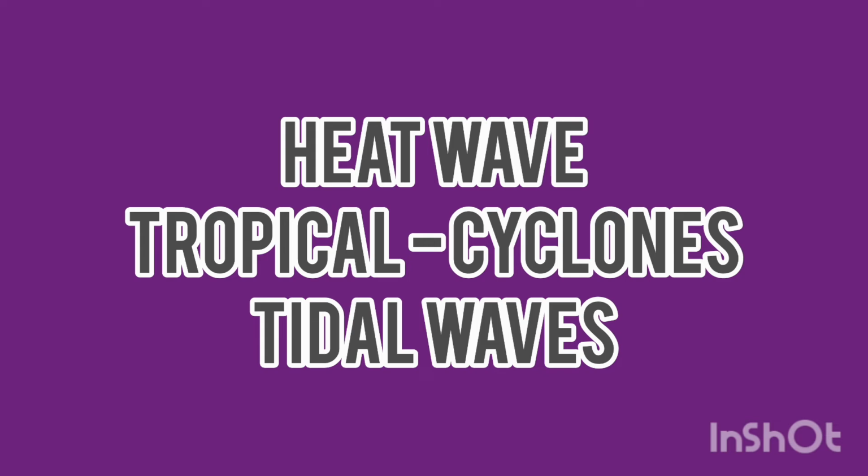When the wind speeds reach up to 74 mph, the storm is called a tropical cyclone. So when the wind reaches 74 mph, that storm is at a higher level and it is called a tropical cyclone. Why I repeated this point is because it is very important.